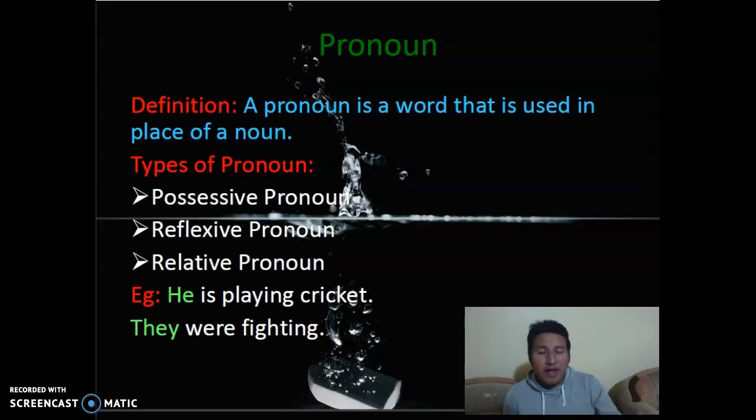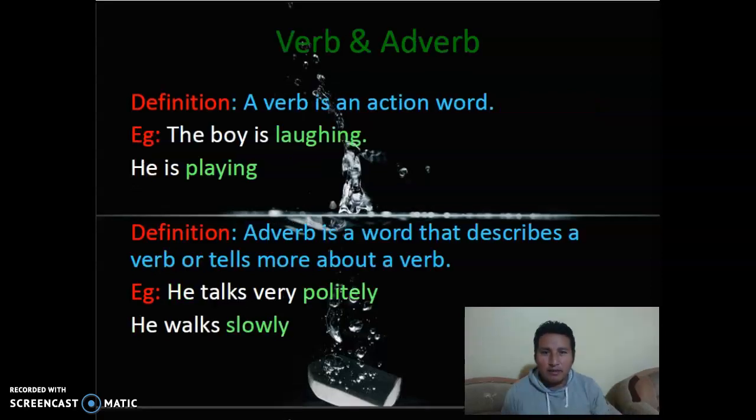Then we have pronoun. What is a pronoun? A pronoun is a word that is used in place of a noun. Types of pronouns: possessive pronoun, reflexive pronoun, relative pronoun. Examples: he is playing cricket. They were fighting. Let's continue with verb and adverb.